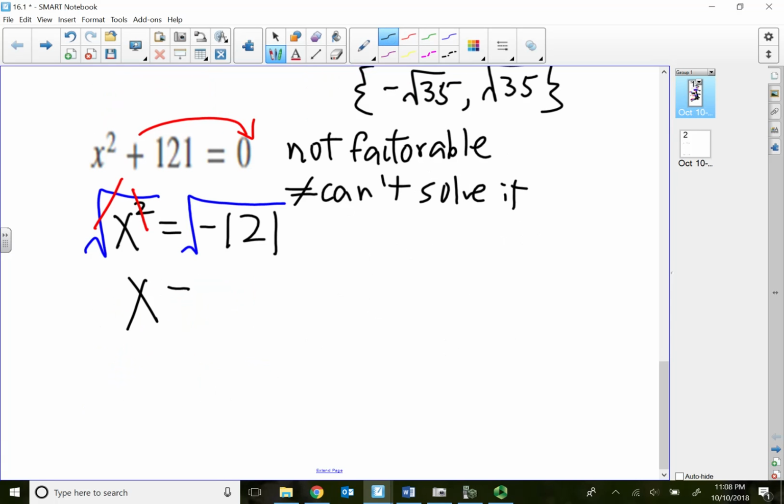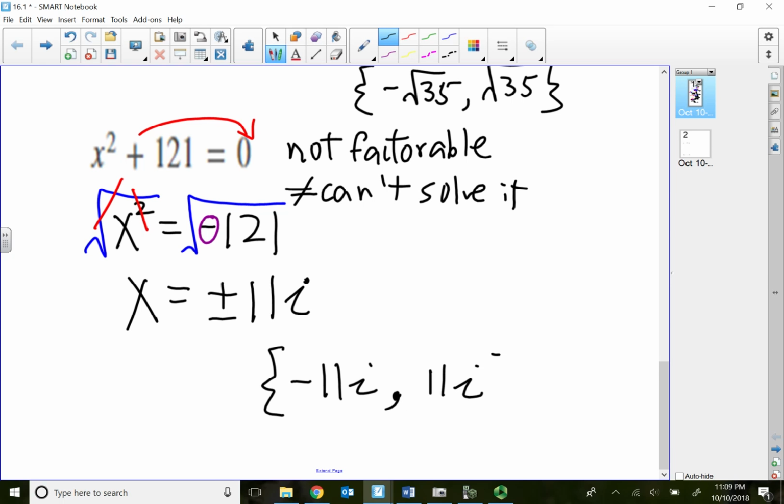That will be x equals square root of 121 is 11, but the square root of that negative is going to be 11i. And again, when I take a square root on both sides, my answer should always be positive and negative. Okay, so write my answer as a solution set. That will be negative 11i, comma here means separating my two answers, and the other answer is positive 11i.